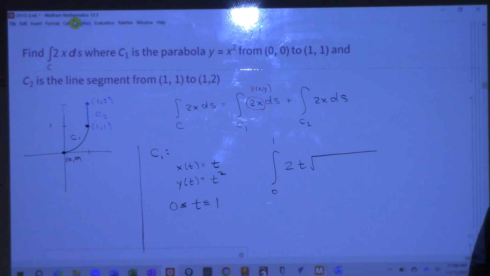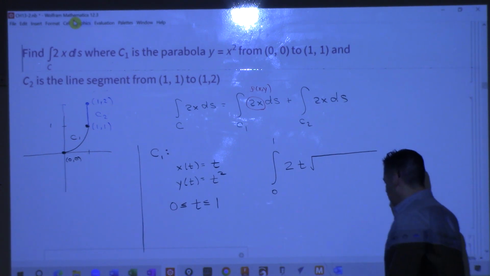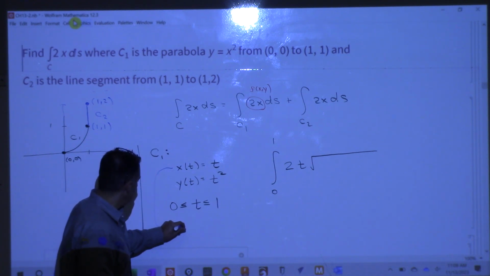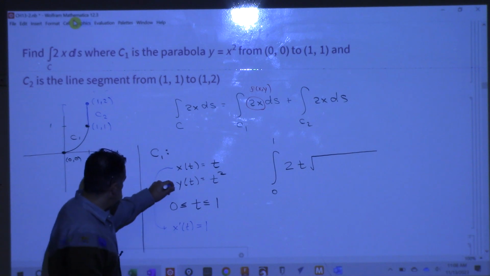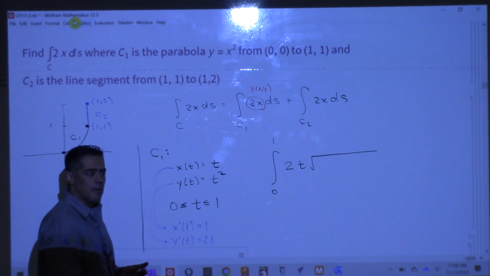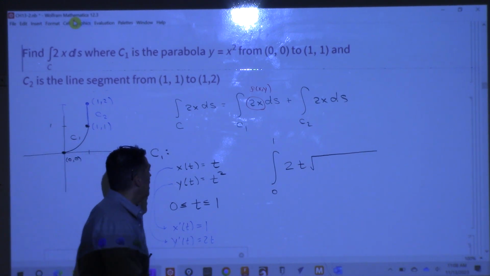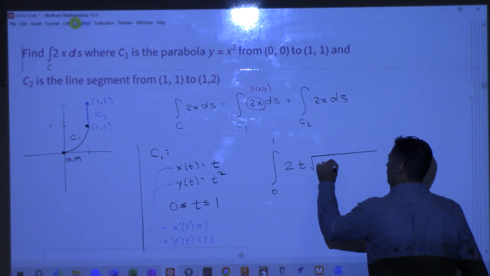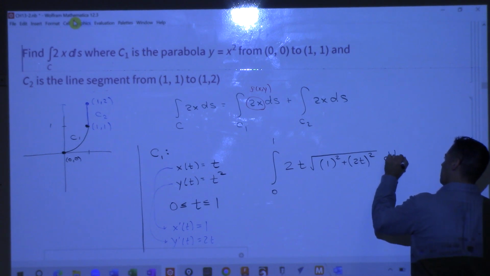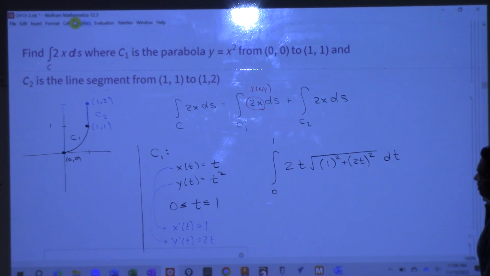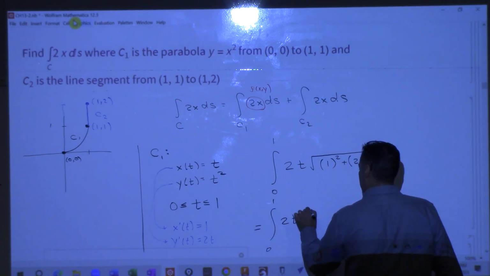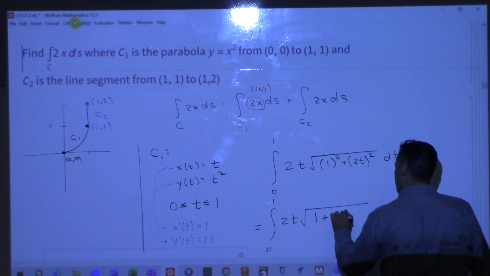Now, I haven't done the derivatives, have I? Let me do those real quick. I'll do those in blue down here. I need my derivatives. So I can write it this way. x prime of t is just 1, and y prime of t is 2t. And now I put those in there, right? So it's the 1 squared, and then plus, and then I'm going to have to square the 2t, right? dt. And then this is integral from 0 to 1. We've got 2t times the square root of 1 plus 4t squared dt.